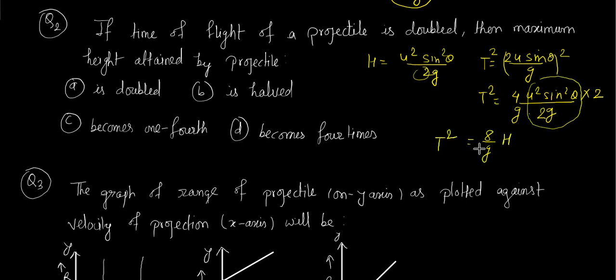As 8 and g are constant, we can say that h is directly proportional to the square of the time period. So we can get our answer. The maximum height attained by the projectile becomes double, half, 1/4, or 4 times. As the time period is made 2 times, the maximum height will be 2 square, that means 4 times. So our correct answer is option D.